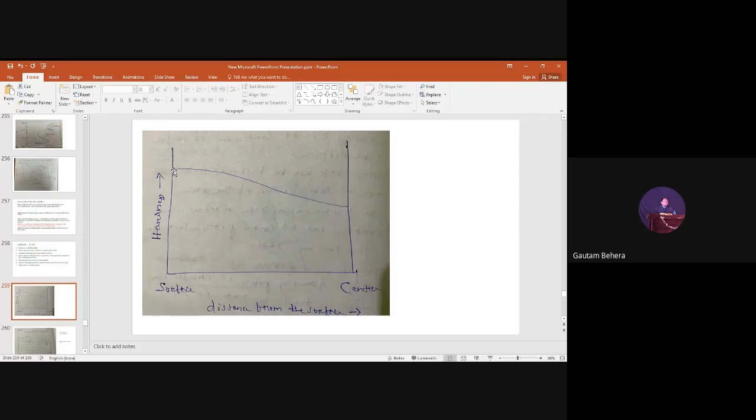Okay? So that means at the surface the hardness will be maximum, and if you are going into the center and you are measuring, the hardness is falling down. It is getting decreased toward the center.